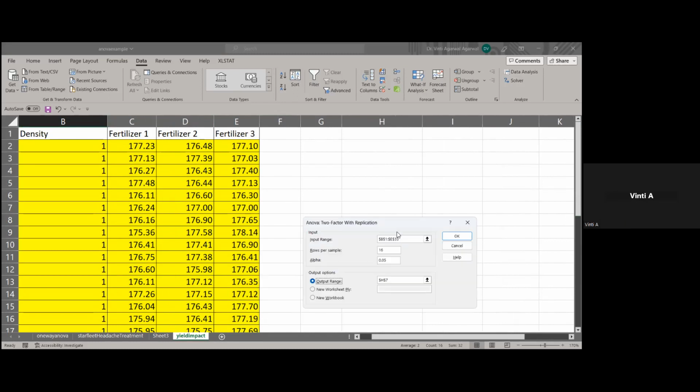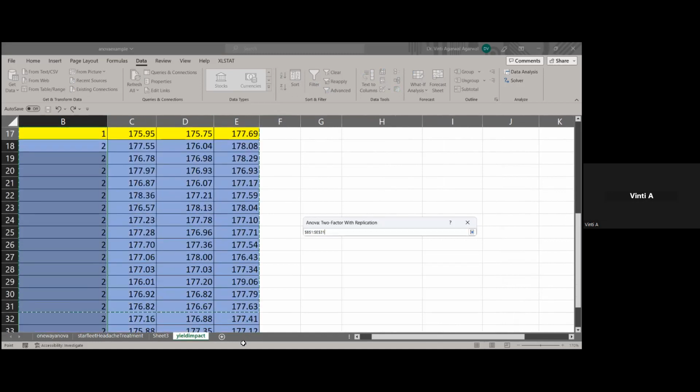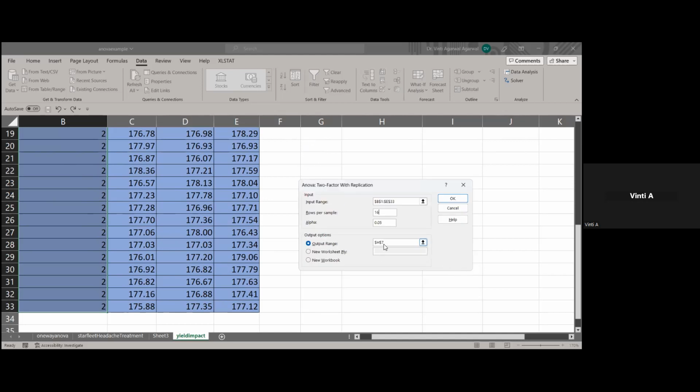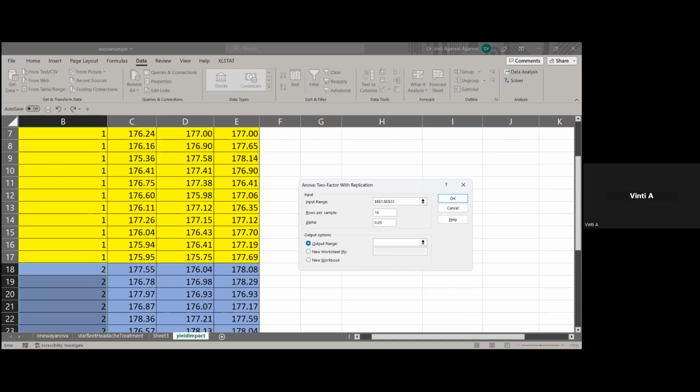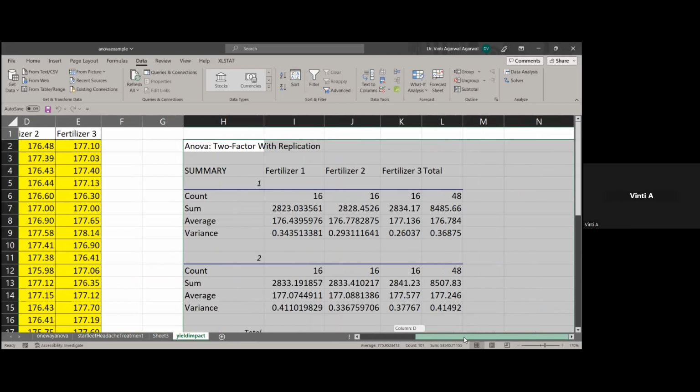Here also I will ensure that I select my entire table along with the variables that I have. Then rows per sample, mind you that I said 16, so this is 16, because I had 16 and 16. And I want to do the analysis out here. Right, now this is what comes to me.